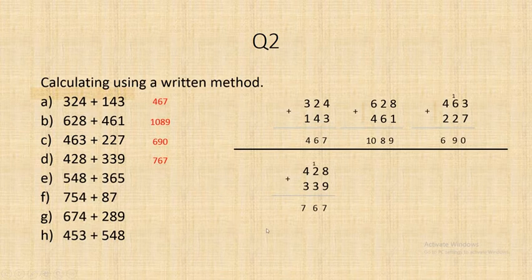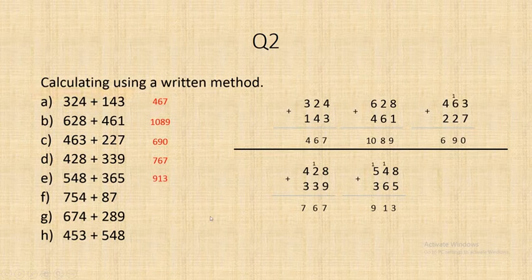Okay, question number E, 548 plus 365. I will add the 8 with the 5, so it's going to be 13, 3 and carry up 1. 5 plus 6 equals 11, so it's going to be 1 and carry up 1. And then 6 plus 3 equals 9, plus 1 is 9. So the answer is 913.